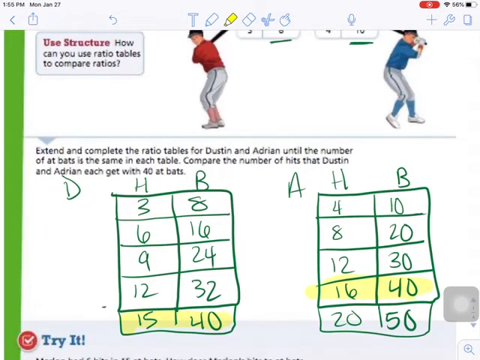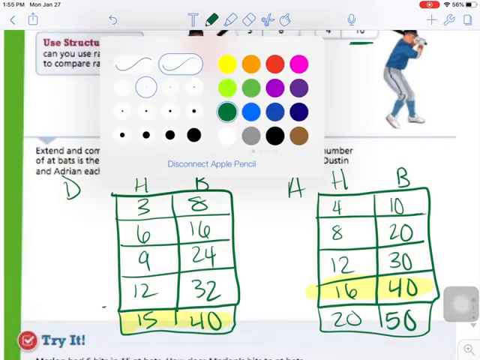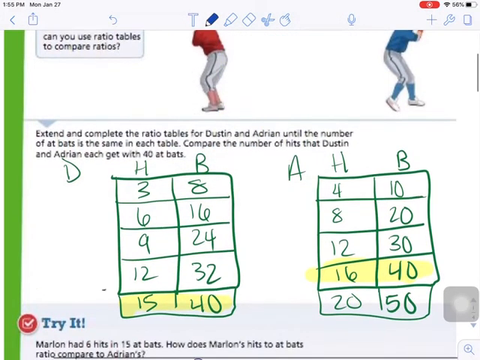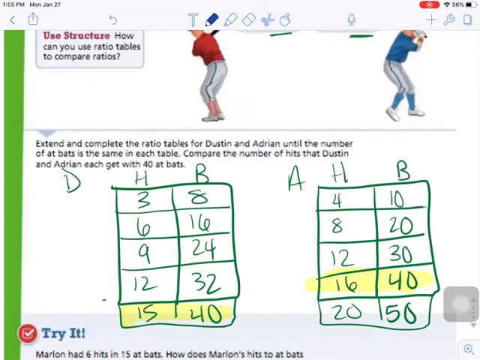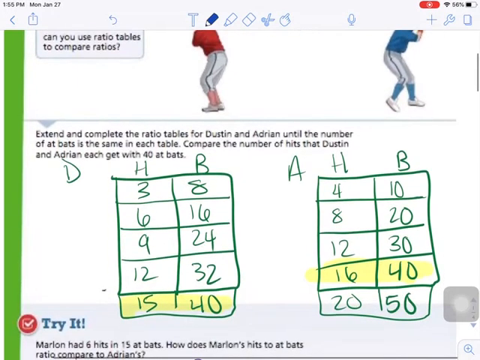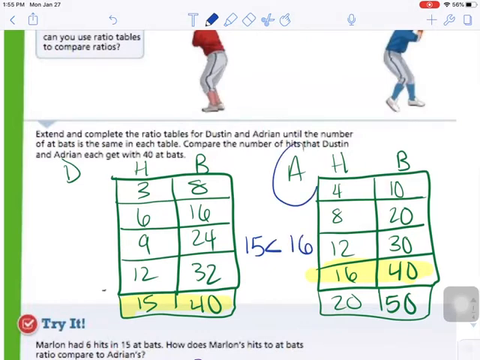So now that we have the same amount of at-bats, that means they've both been in the batter box the same amount of times. Now we can look at how many hits they made. Dustin made 15 hits and Adrian made 16. We know that 15 is less than 16. So Adrian had the better ratio of hits to at-bats.